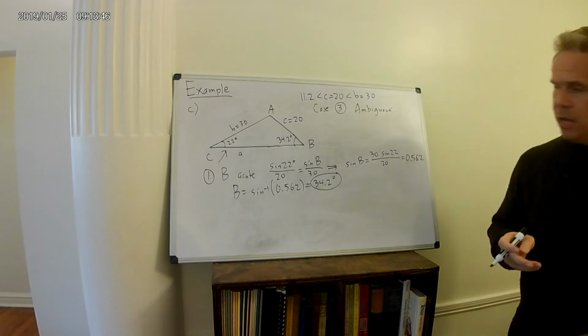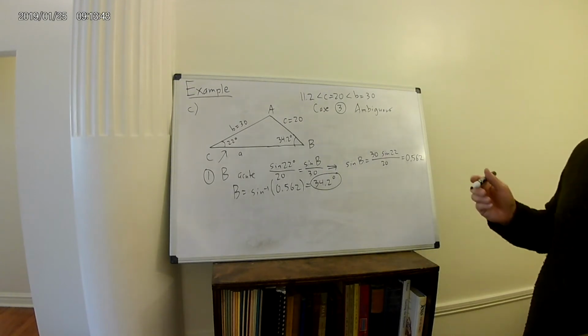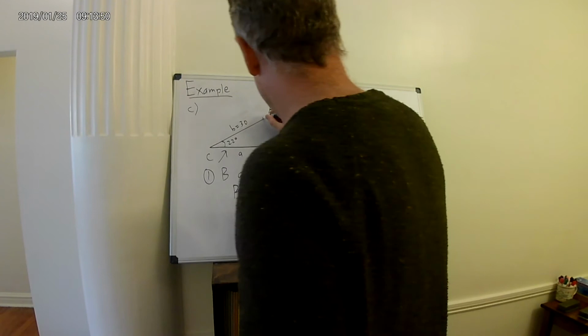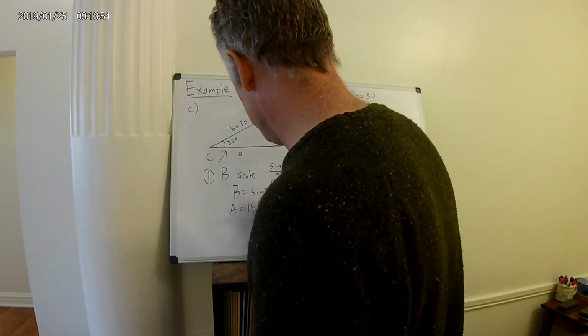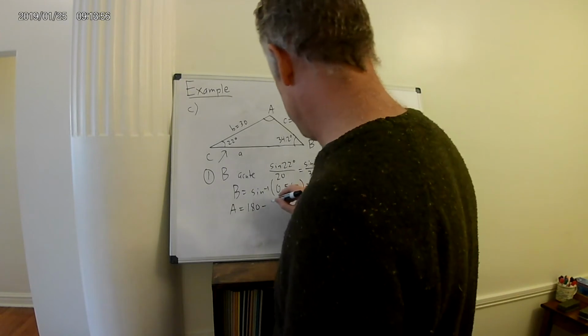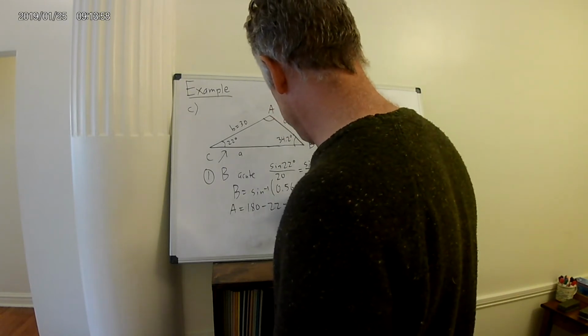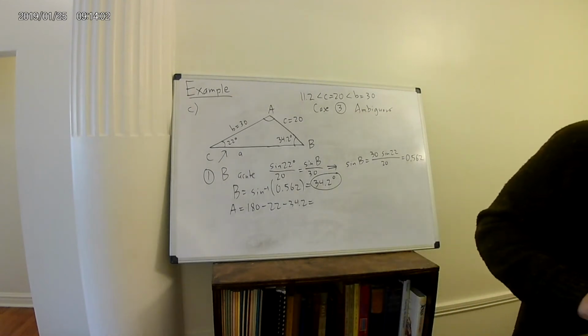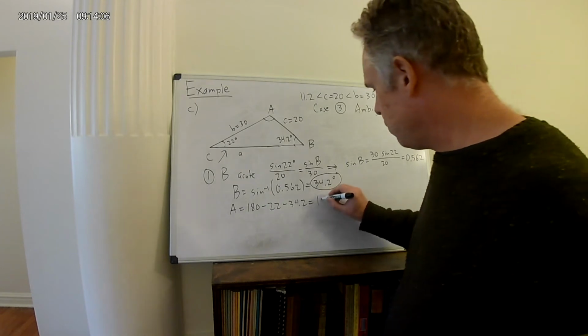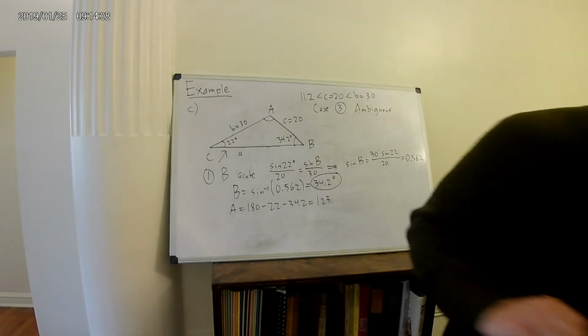Okay, let's solve the rest of this triangle. Now I can solve angle A because the angles add to 180. So angle A equals 180 minus 22 degrees minus 34.2. And if you guys calculate this, this means that angle A is equal to 123.8.